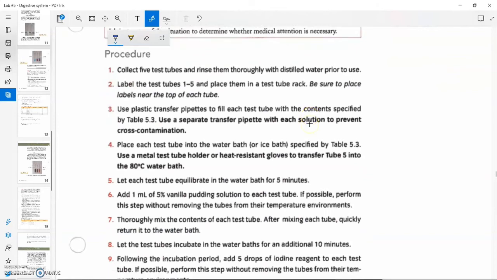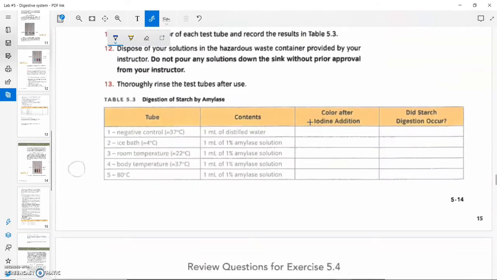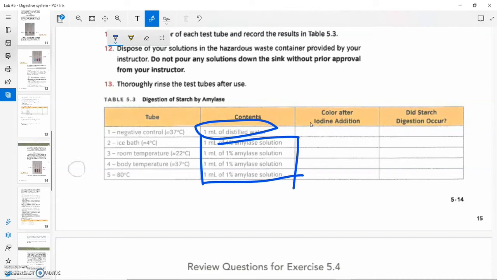And we have here a setup where we have just water. We have amylase at the same concentration in the ice bath, the room temperature, the body temperature, and the high temperature. So after iodine addition, the water will be basically just brownish, yellowish, so just a negative control. Now, in the ice bath, amylase will not work. It will not be destroyed.